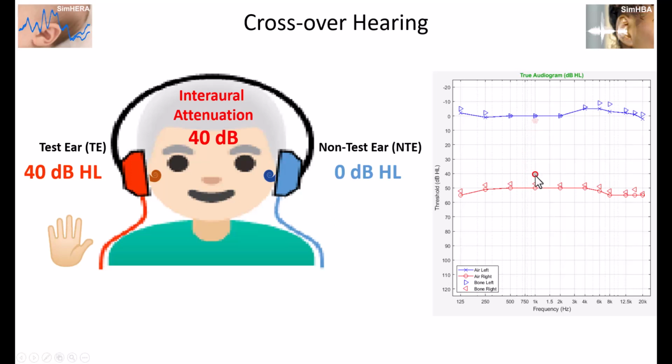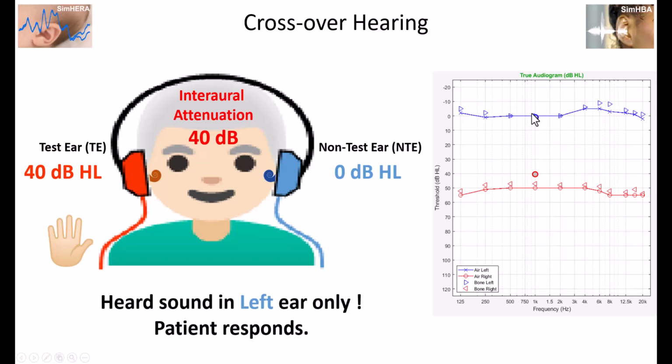because 40 dB is below the test ear's hearing threshold of 50 decibels. But that is because the 40 dB crosses over into the non-test ear and still has 0 dB HL, which is the hearing threshold for the non-test ear, and the patient hears it in the non-test ear only. So the sound is heard in the left ear only and the patient responds. If you didn't know this left ear threshold because you started testing in the right ear, you would think that the patient responded at 40 dB to the right ear.